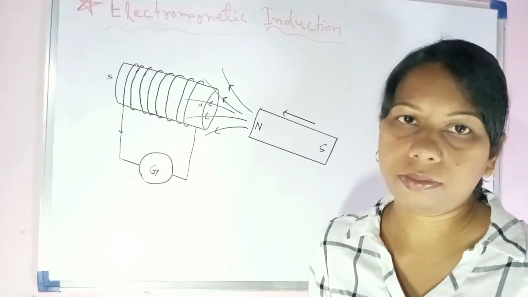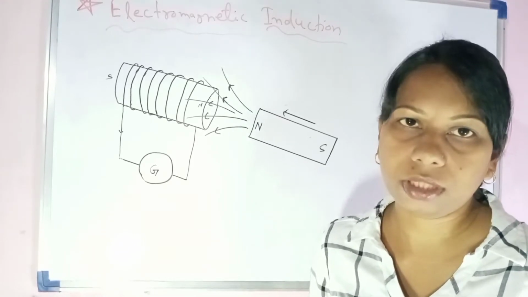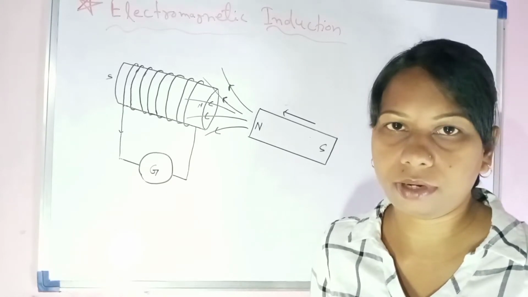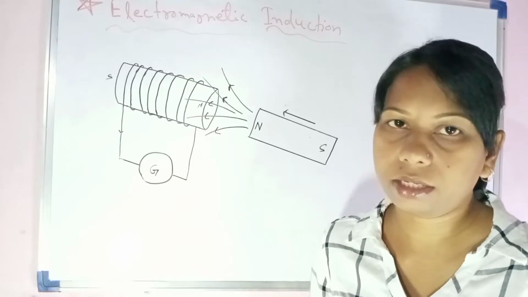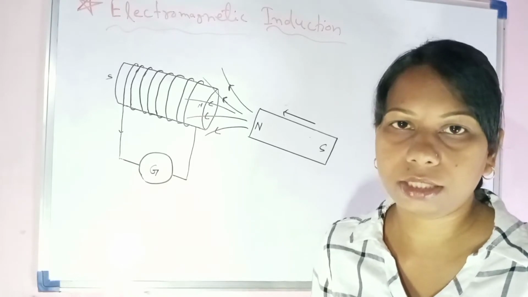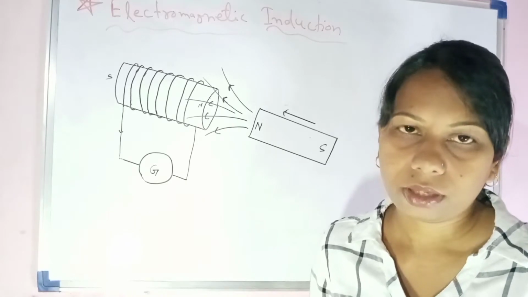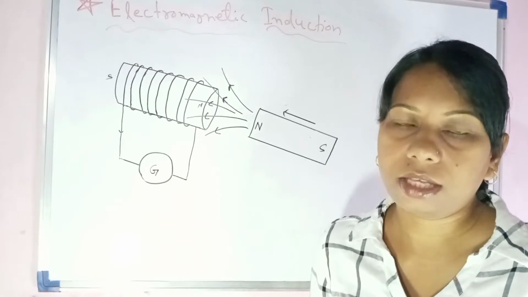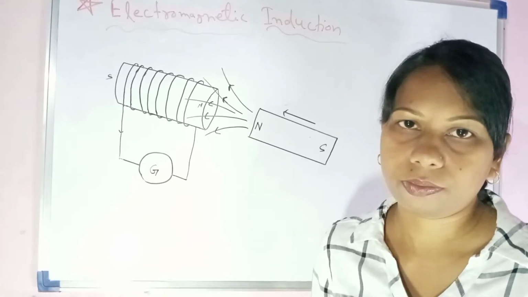The observations made by Oersted show that an electric current produces a magnetic field. Electric current is due to moving charges, so we can say that moving charges produce a magnetic field. A very obvious question comes to mind: is the converse process true?